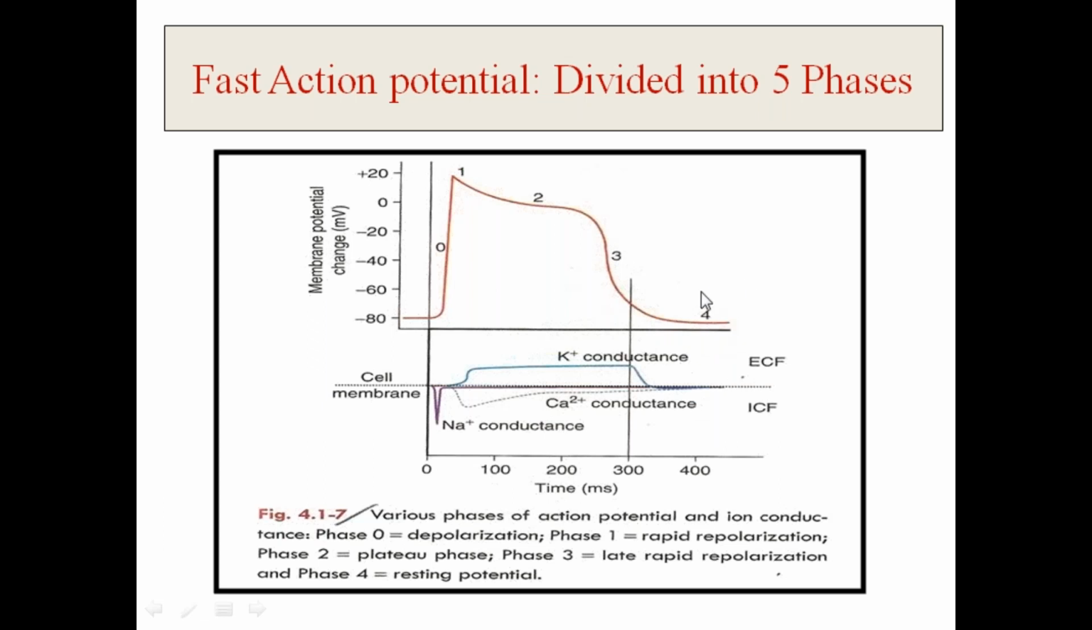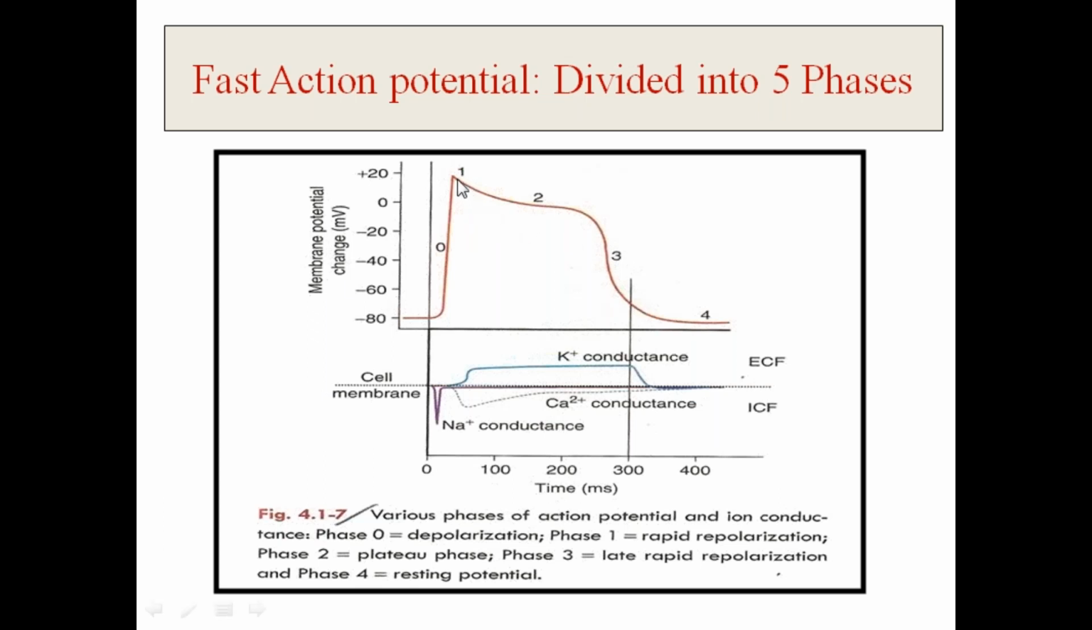At phase 4, the sodium potassium ATPase pump gets activated, and there is restoration of the ionic composition of this cell. So in the fast action potential, there is a depolarization because of opening of the sodium channel. It is very fast and rapid, and there is a steepness in the depolarization. That's why we call it the fast action potential. Repolarization happens in phases 1, 2, 3.